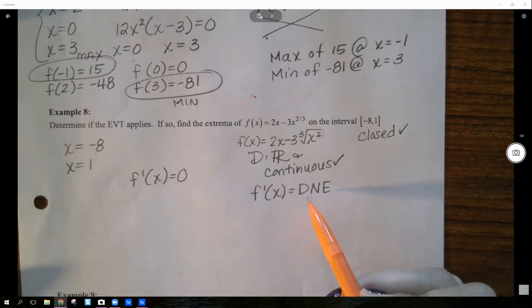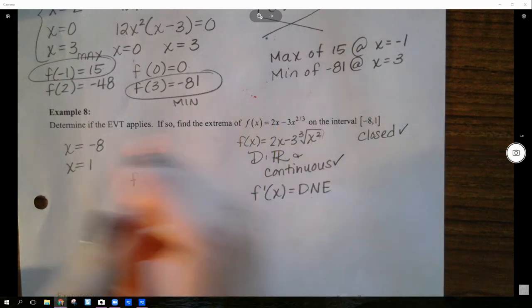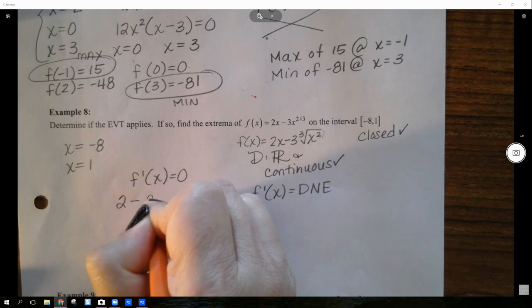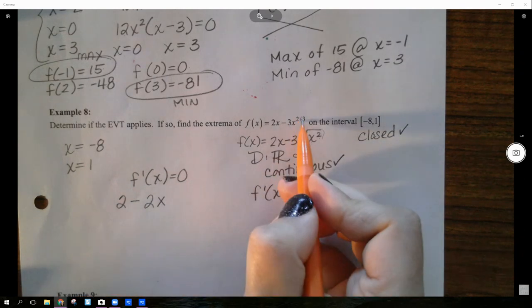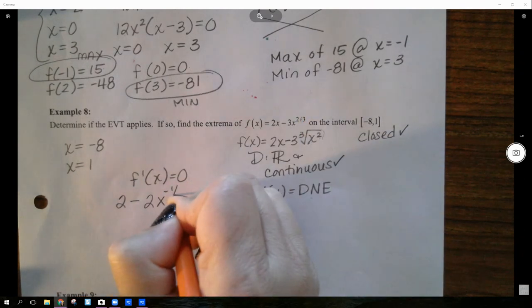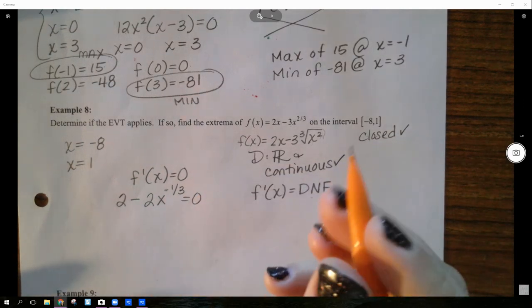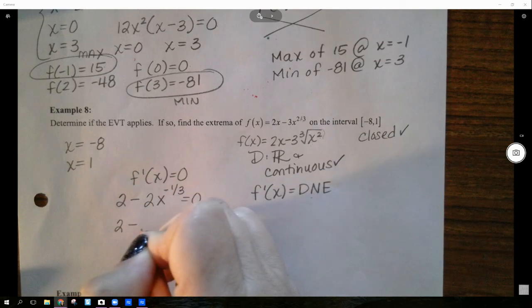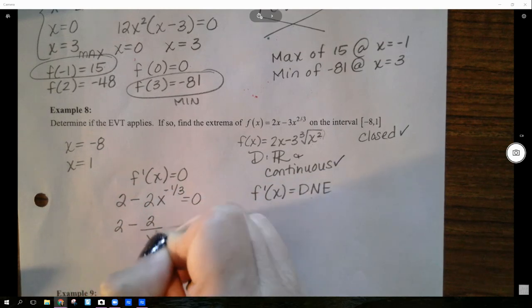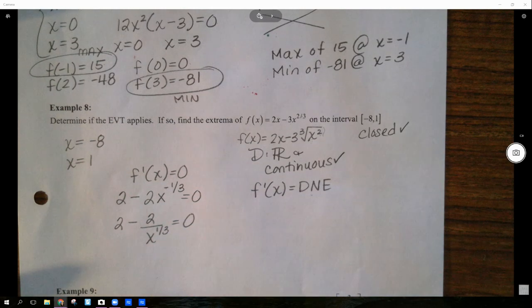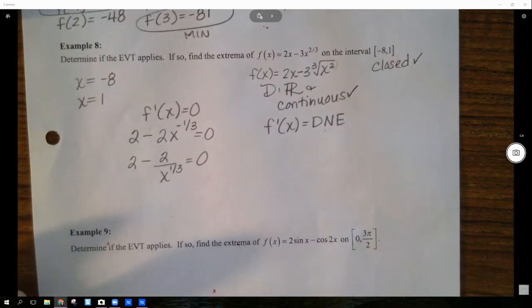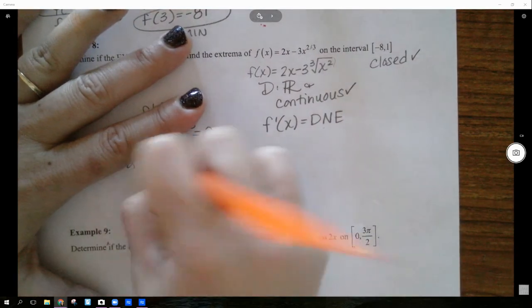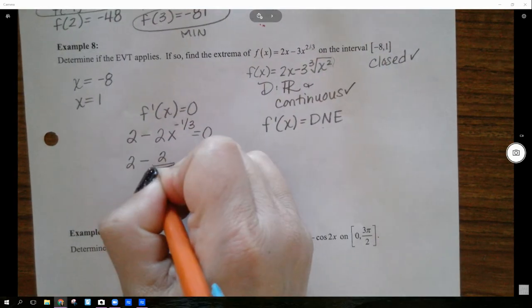Okay, so let's take the derivative. So this is going to be 2 minus 2/3 times 3 is 2. X to the, subtract 1 from here, -1/3. That equals 0. So this would be the same as saying 2 minus 2 over x to the 1/3 power, like that. If you want to change it into a radical, you could. I think I'll do that. So this is the cube root of x.